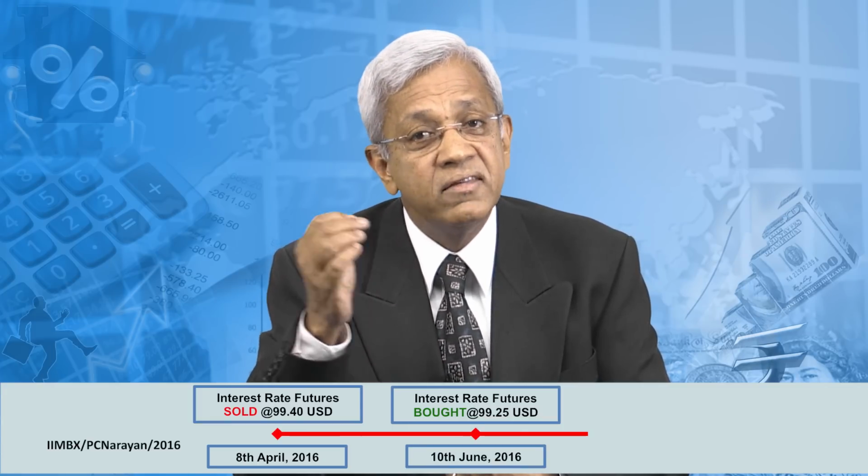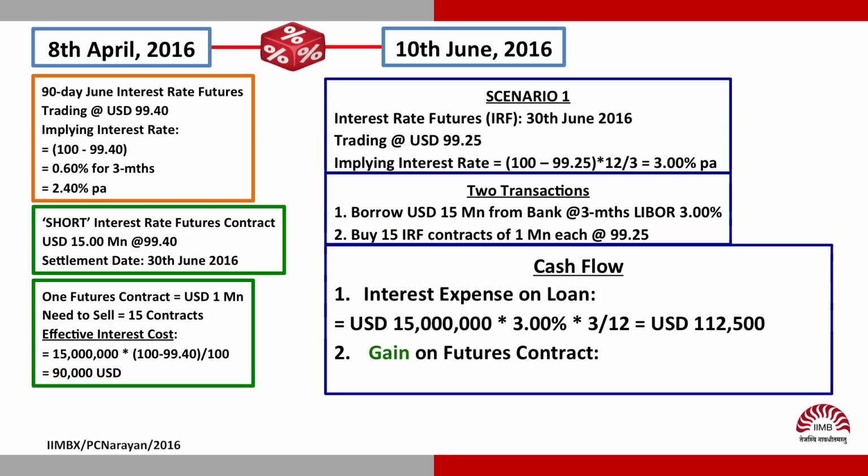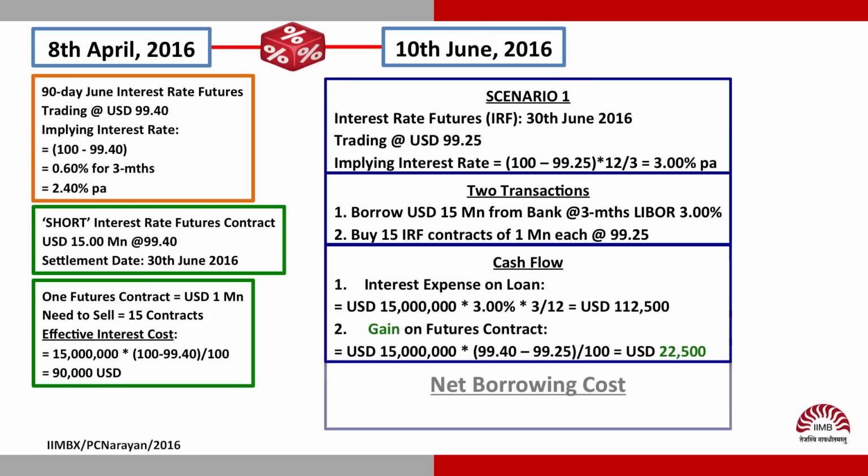For the futures contracts that were sold at US dollars 99.40 on 8th April 2016 and squared, that is bought at 99.25 on the 10th of June 2016. Remember, both transactions will settle on 30th June. The effective gain will be 15 million into 99.40 minus 99.25 divided by 100, which is equal to 22,500 US dollars. Therefore, the net borrowing cost to the firm will be the interest on the loan 112,500 less the gain in the futures transactions of 22,500, which is equal to 90,000 US dollars.